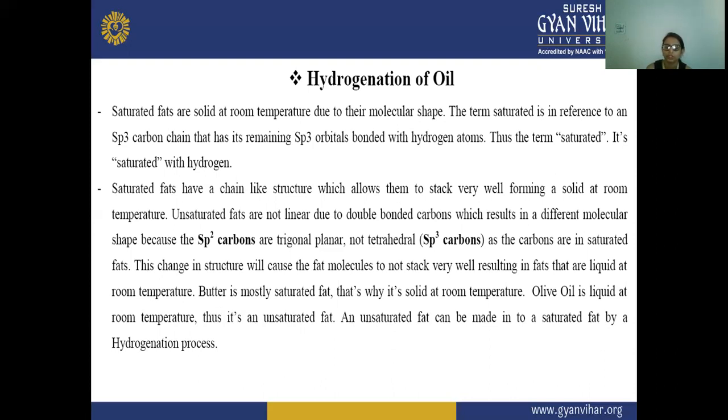So the unsaturated fats are not linear due to double bonded carbon, which results in a different molecular shape because the sp2 carbons are trigonal planar, not tetrahedral, as the carbons are in saturated fat. So here you will see the unsaturated fats are not linear.